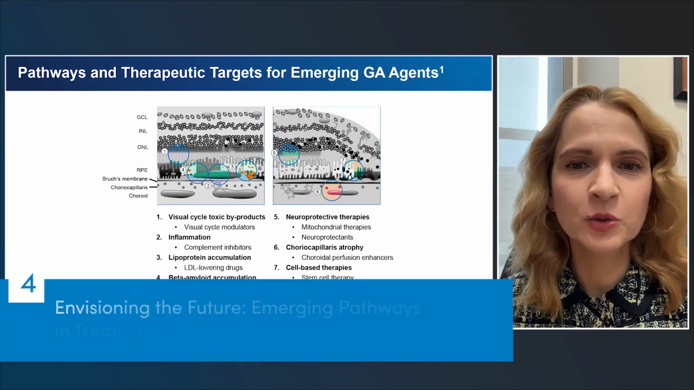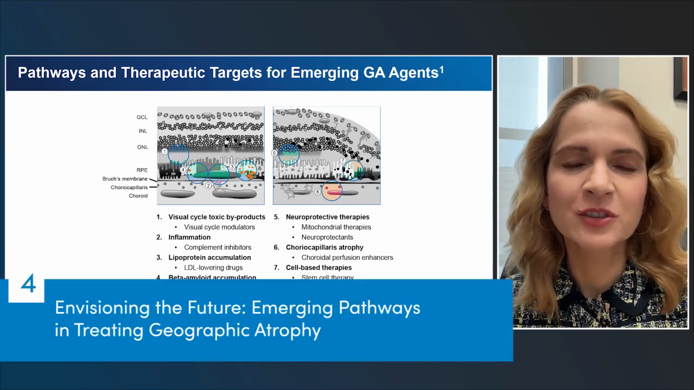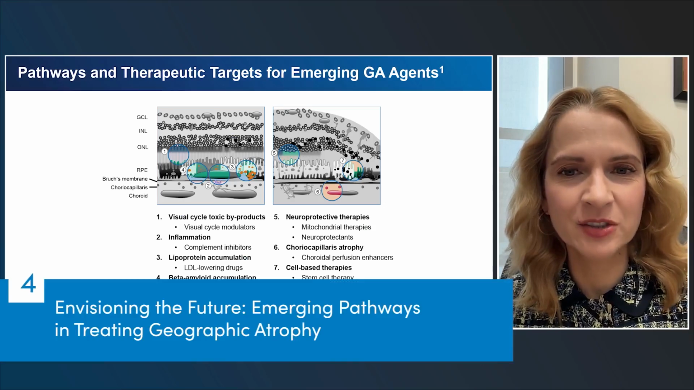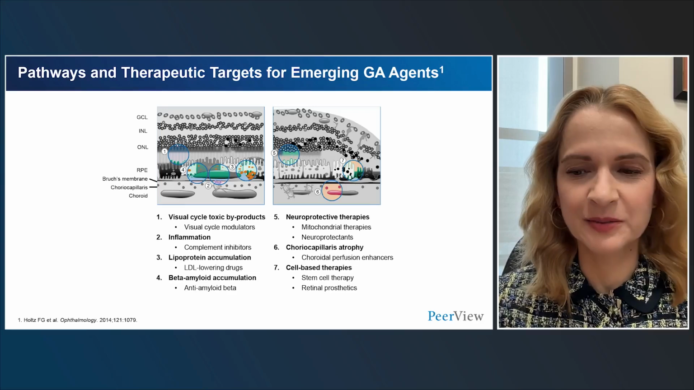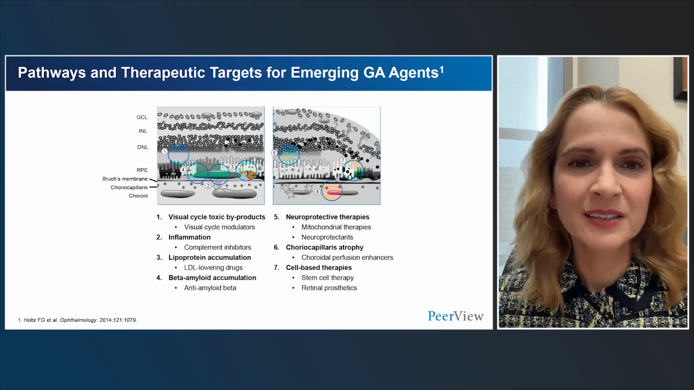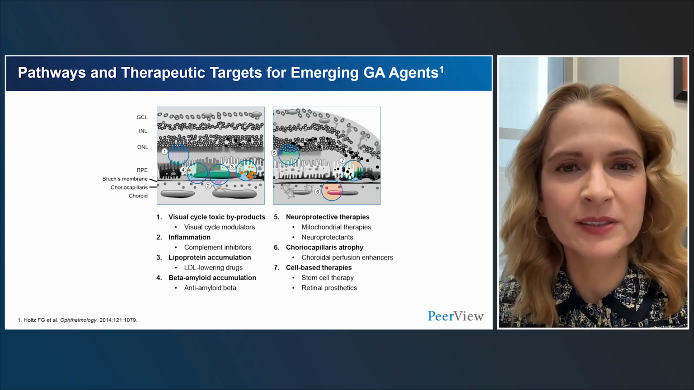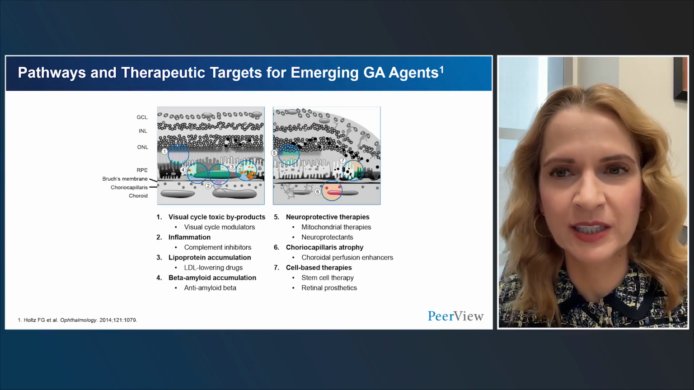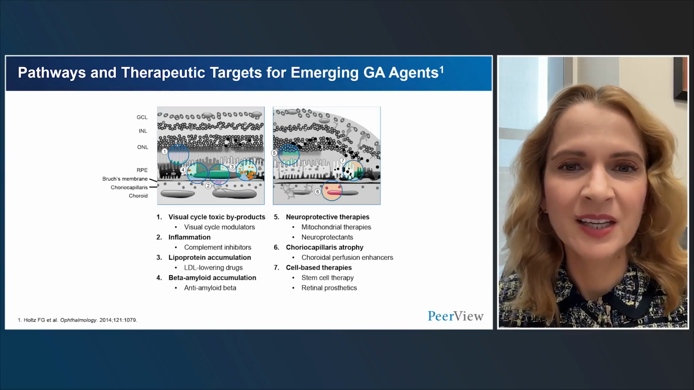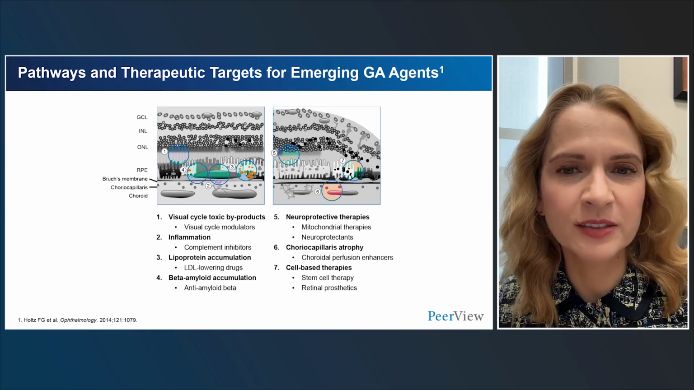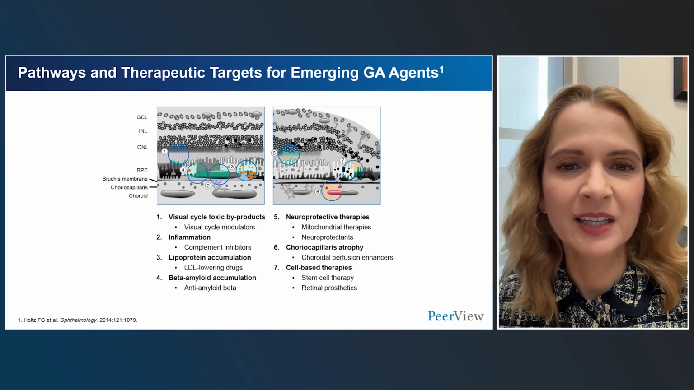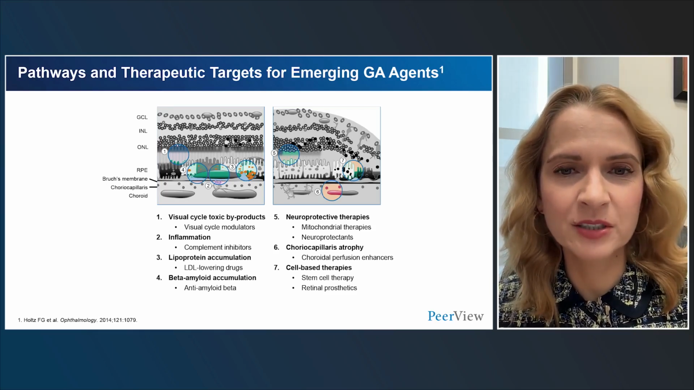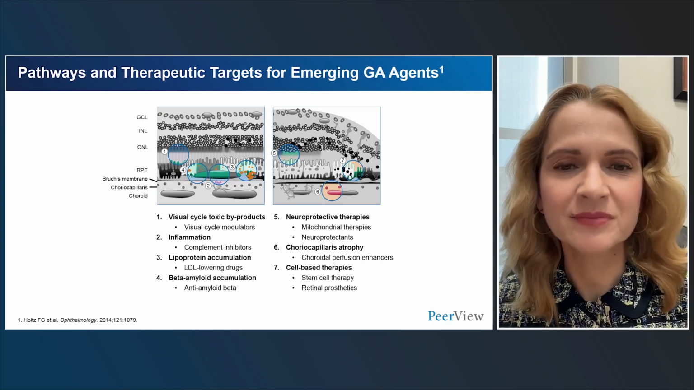In addition to the 2 approved complement inhibitors, there's a robust pipeline of investigational therapies for managing geographic atrophy. Let's take a look at the latest research. This diagram showcases the pathways and therapeutic targets for emerging GA agents in development. The first one is visual cycle toxic byproducts, which can be inhibited by visual cycle modulators. Inflammation and complement activation will be addressed with additional complement inhibitors in the pipeline.